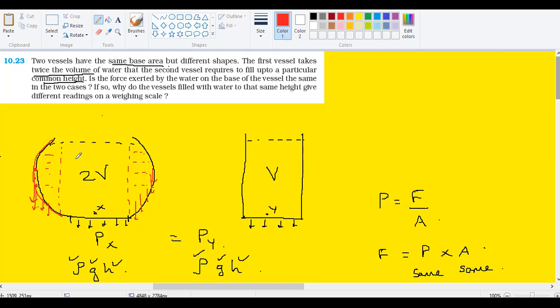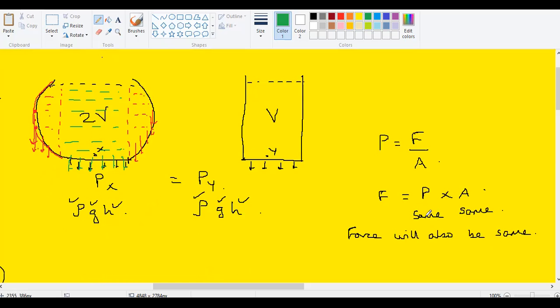So only the liquid contained in this region, let me show it in a green color, will be acting in this region. Whereas the water which is contained outside the cylindrical region will be acting in this curved surface of the container. Okay, so that's a conceptual question, nothing numerical here.